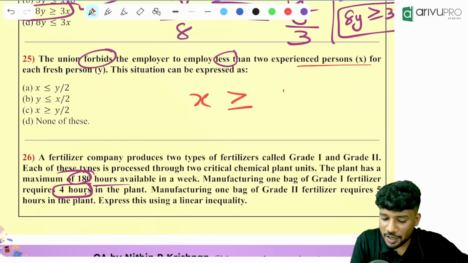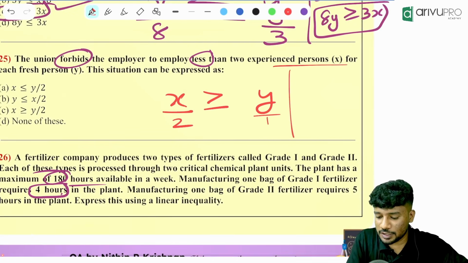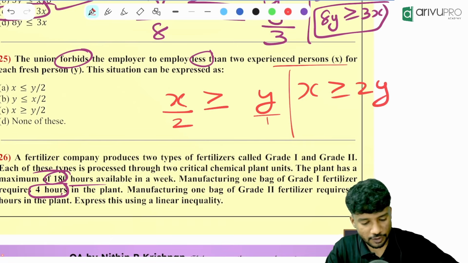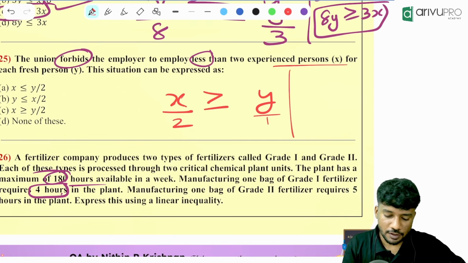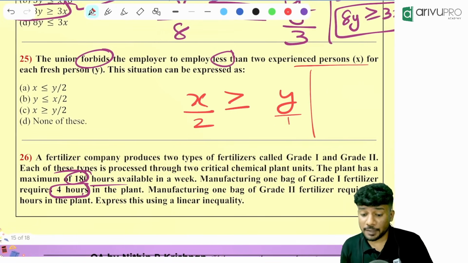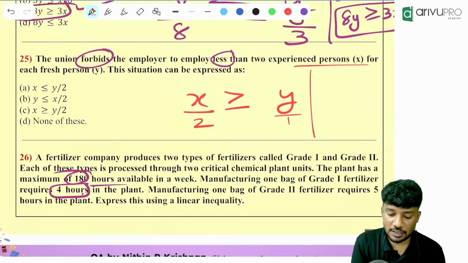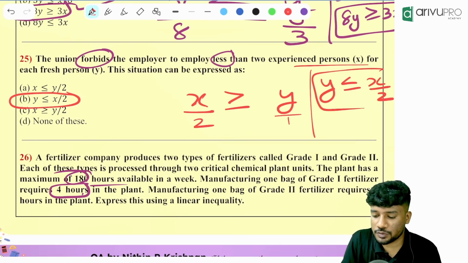Then people should not employ 2 experienced people. x is there. y is there. x by 2. Then y by what? 1. Cross multiply. What is it? x is greater than or equal to 2y. Which option is that? That is not required, right? Direct answer is there. Which option is the answer? Can anyone tell me? For each freshman, which option is giving you the answer? Option B is giving the answer. y is less than or equal to x by 2.